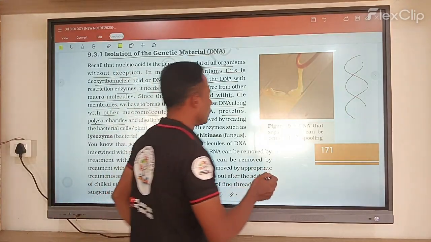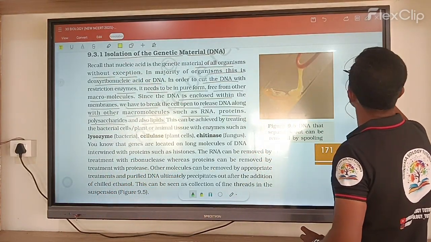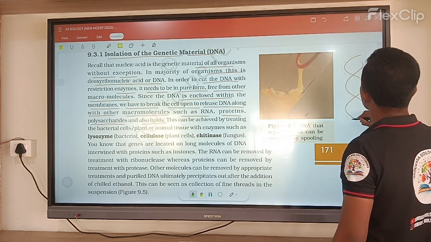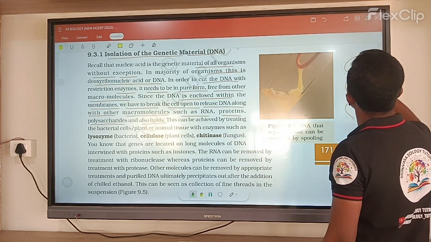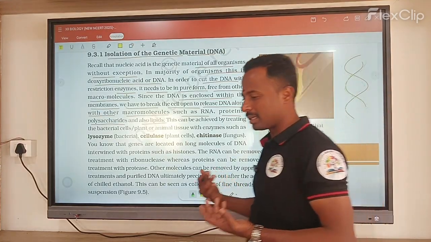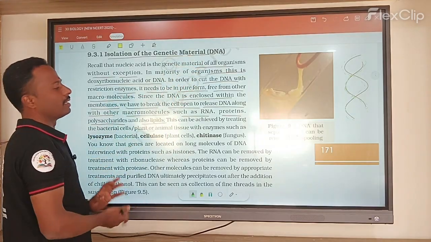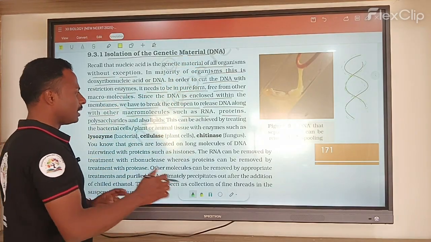proteins, polysaccharides, and lipids. So what does the DNA mostly contain? The DNA is mostly surrounded by cell walls, which are made up of different components, and different types of cell walls are present around the DNA. So how do we break them? Let's see here.